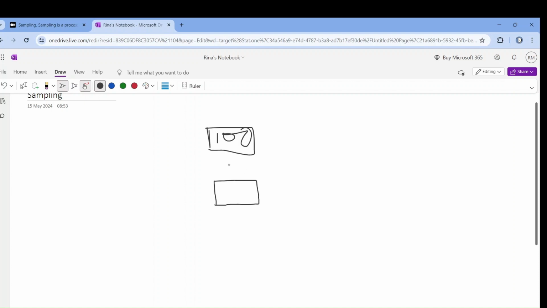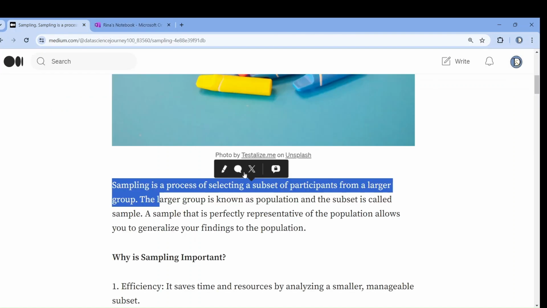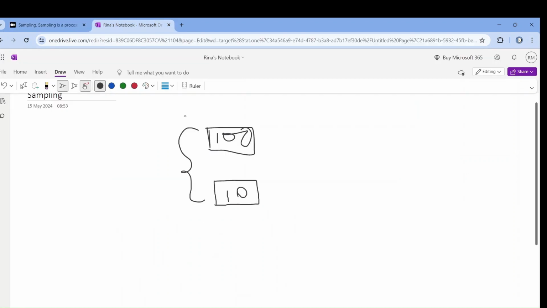Okay. So suppose he asks 10 students instead of 100 and he questions them and he gets his answer that how they are actually performing. So this technique is known as sampling technique. That's what it is said here. Selecting a subset of participants from a larger group. Okay, so technique is known as sampling. The process is known as sampling. And the larger group, this is known as the population. And the smaller subset, this is known as the sample. So this is population, this is sample, this technique is known as sampling. Clear?